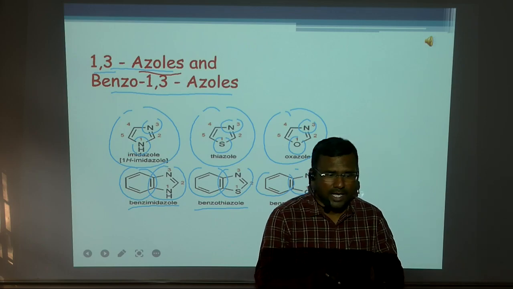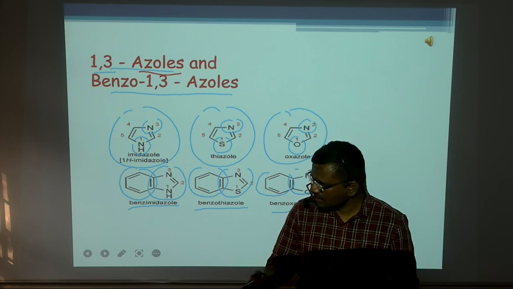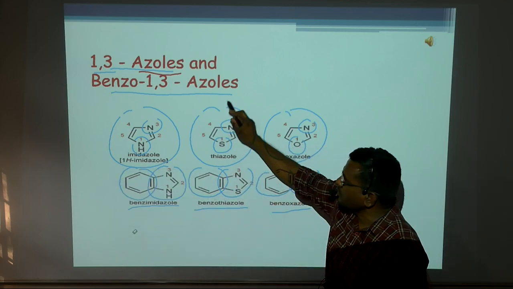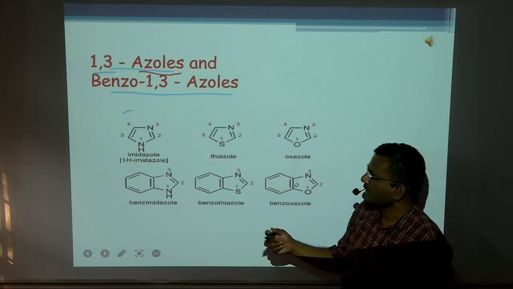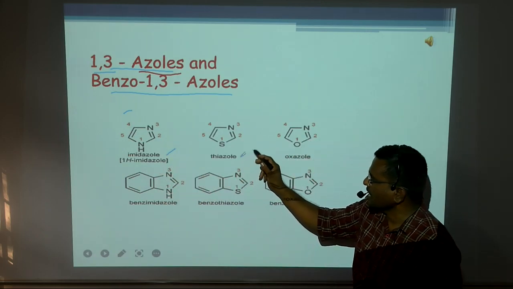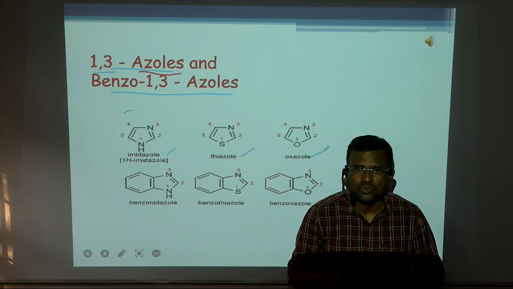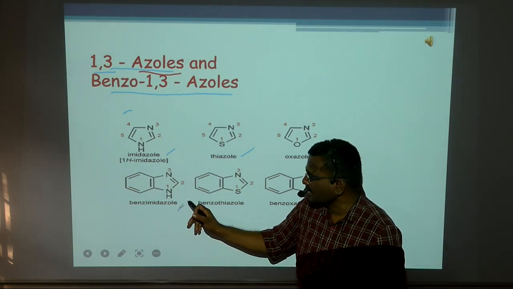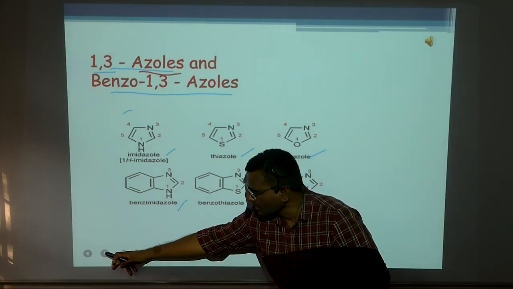Dear students, the azole family is a very important family in heterocyclic compounds. And in front of you, there are 6 compounds which belong to the class azole. 3 are simple azoles. Examples are imidazole, thiazole and oxazole. And the remaining 3 are when these compounds are fused with benzene, they are called benzimidazole, benzothiazole and benzoxazole. Okay. Next.